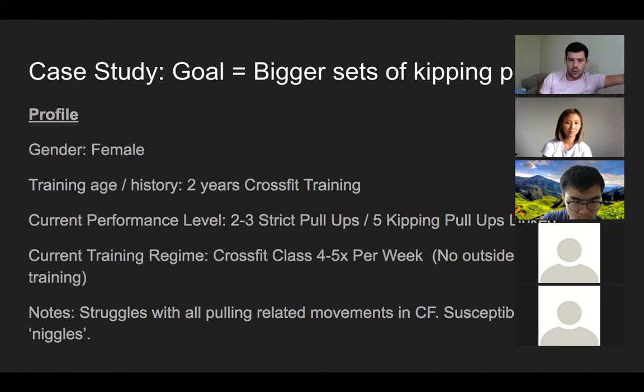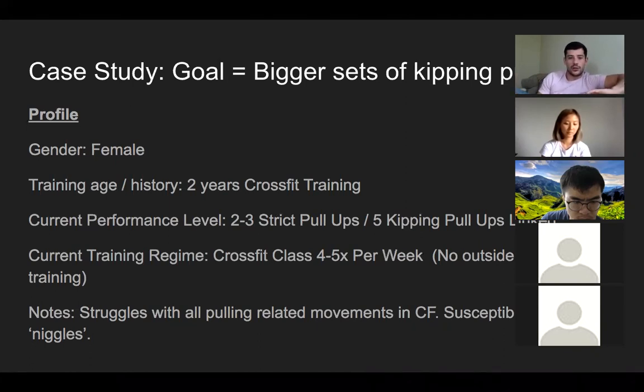And they struggle with all kinds of pulling: rows, single arm rows, any kind of barbell movements, ring rows, anything like that. They struggle a little bit with those when it comes to CrossFit. They also have a little bit of shoulder instability, so if they do too much volume, they end up getting a little bit of shoulder issues. So this is just a common avatar we often see.